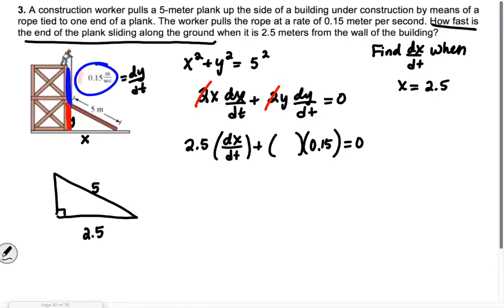Yeah, it actually is a 30, 60, 90. You could do 30, 60, 90. So it ends up being like 2.5 root 3 on this. Or you could do your Pythagorean theorem and just write it as a decimal. So 5 squared minus 2.5 squared.